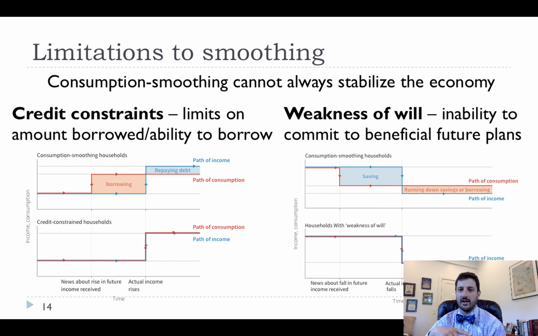Another thing to keep in mind is that people tend to like to consume more than they did before. And so if income is going up as you get older and more experienced, then people will often plan to have their consumption go up as well, because that gives them higher utility rather than just smoothing consumption absolutely. So there are a number of reasons why households might not be as good at smoothing consumption as we might think.